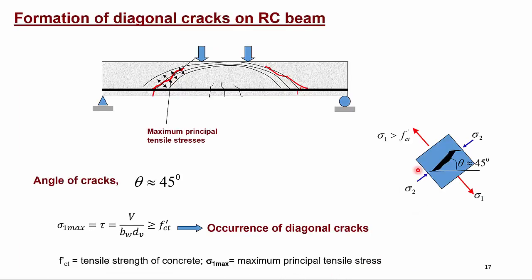So if we look into the shear span of a beam, particularly subjected to high shear forces, the angle of the principal tensile stress is around 45 degrees to the horizontal. Therefore, the diagonal shear cracks occur at around a 45-degree angle.